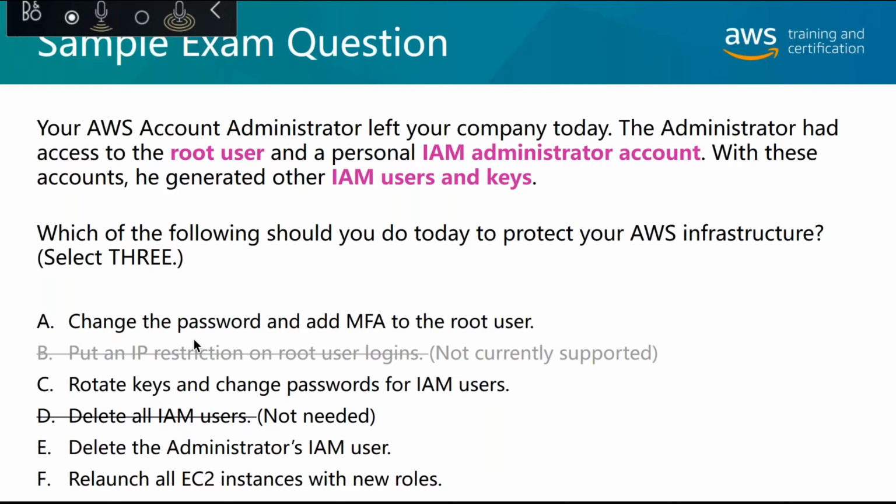Now, delete all IAM users. That's a bit of an overkill. You don't need to do all that. But it would be a good idea to delete the administrator IAM user. You can create a new one and create a new password for the administrator, because you don't want to keep the same one. And then the other option says relaunch all EC2 instances with new roles. Roles, remember, are temporary credentials, and they get generated dynamically. So you don't need to do the last one.